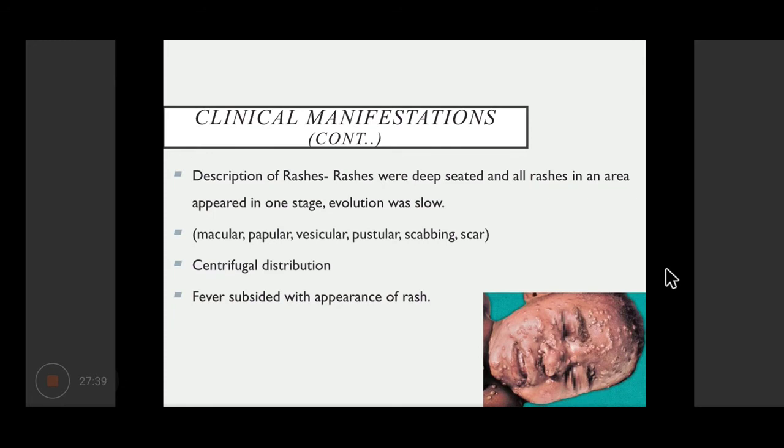The distribution was centrifugal. That means involvement of peripheral areas, not mainly involving the trunk; areas such as the face and limbs were preferentially involved, and fever subsided with the appearance of the rash. So this is a typical case of smallpox.